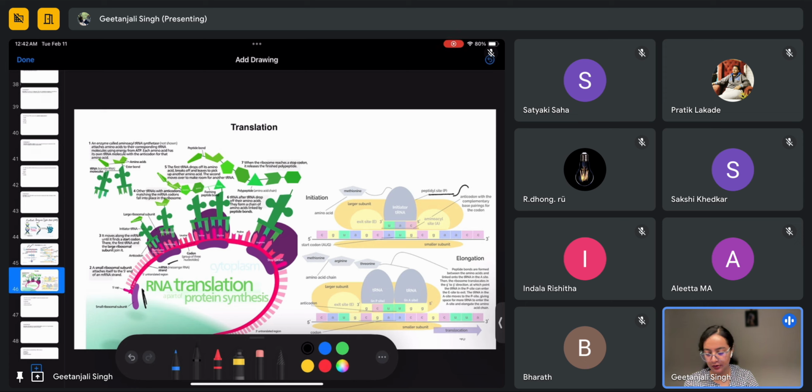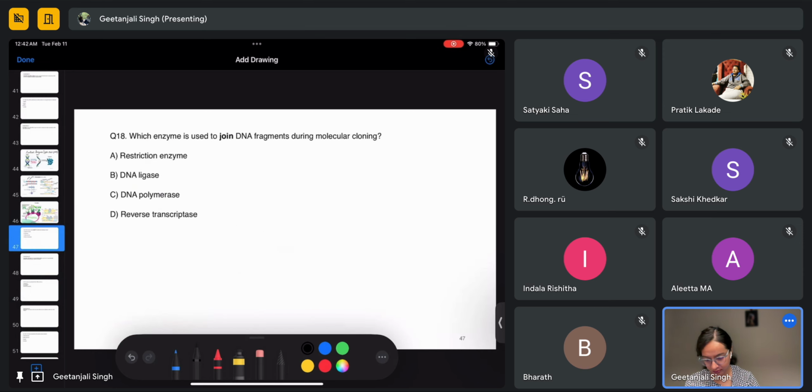Now let's solve some questions to test our concepts. Which enzyme is used to join DNA fragments during molecular cloning? This should be along with the recombinant DNA topic, but let's try to solve it. I think you guys know the answer. A, restriction enzyme. No, this is the molecular scissors. It basically cuts the DNA, so this is not the correct answer.